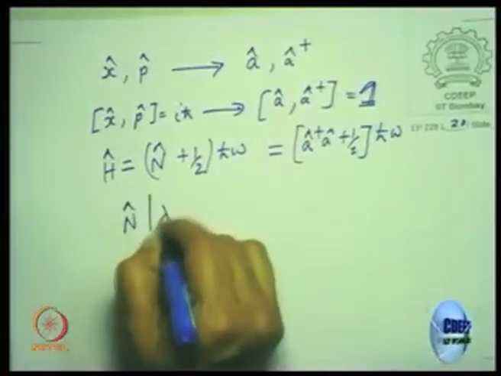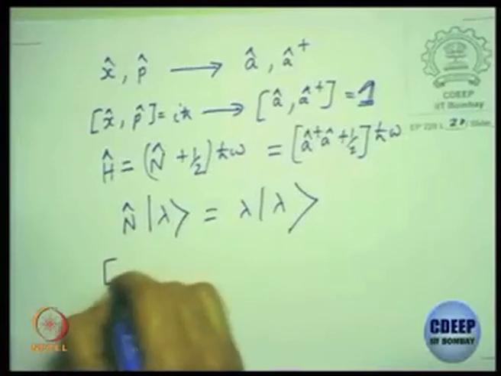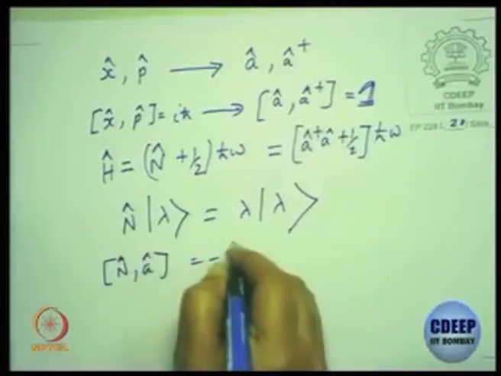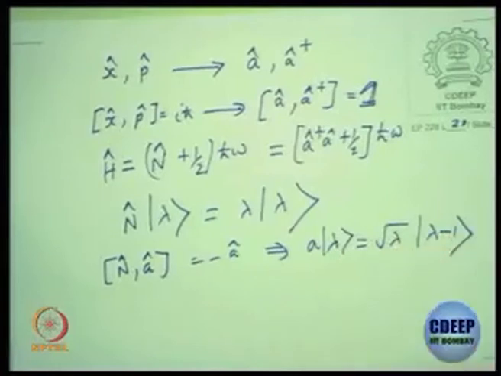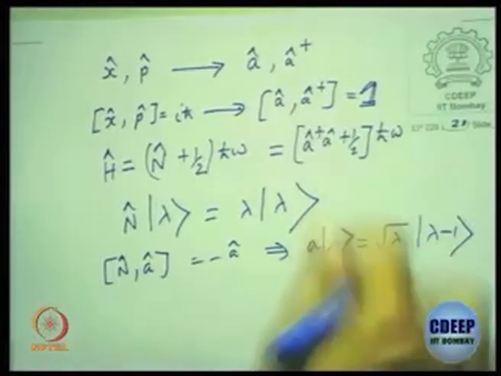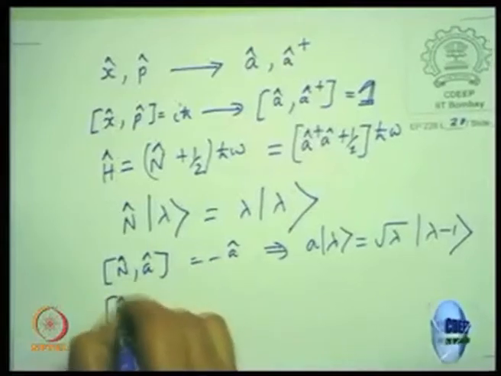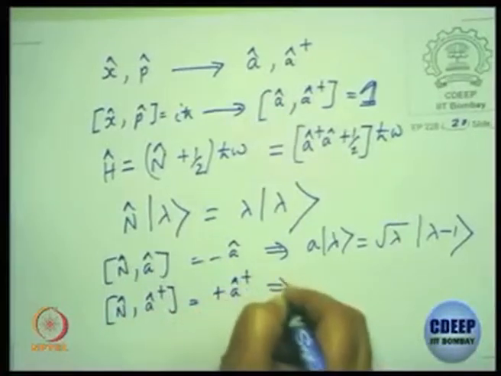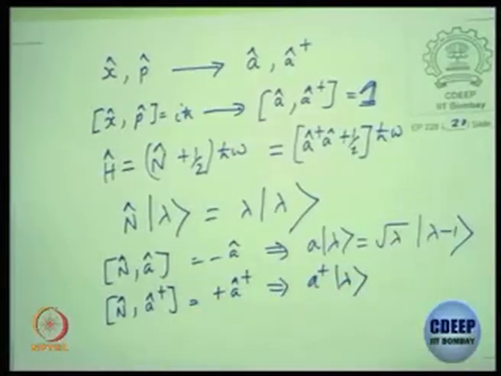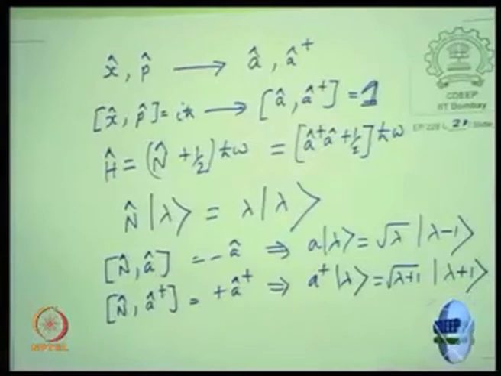Then we said let's take the eigenstates of the number operator, which are eigenstates with eigenvalue lambda, and we also used n with a to be minus a, to imply a on lambda is square root lambda times lambda minus 1, which is the lowering operator in steps of 1 unit. And we also had n hat with a dagger to be plus a dagger, which implies a dagger on lambda is a raising operator with a different coefficient.